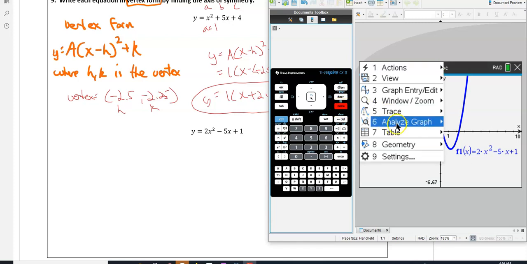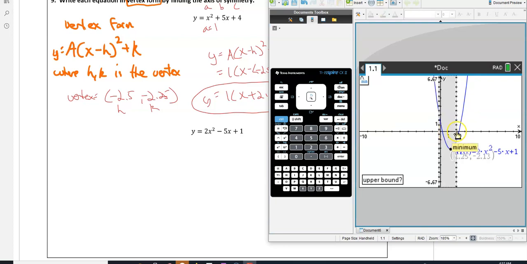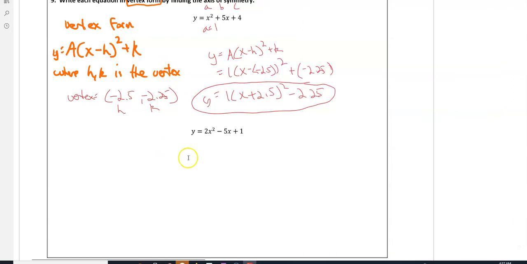So I'm going to do menu, analyze graph. That's a minimum. Minimum, and then lower and upper, and there I go right there. So I get 1.25, negative 2.13. Like that. 1.5, negative 2.13. So I'm going to use the vertex form to figure this out now.